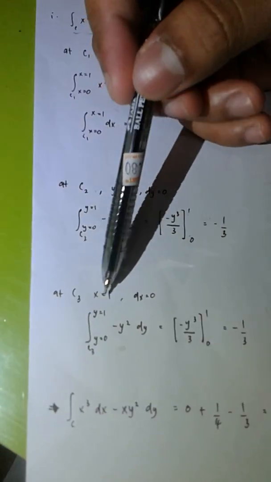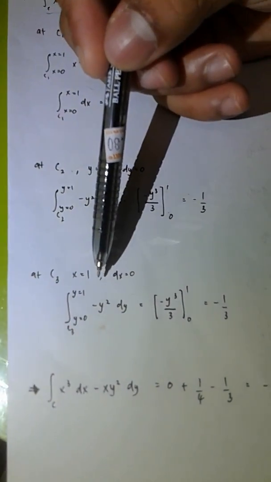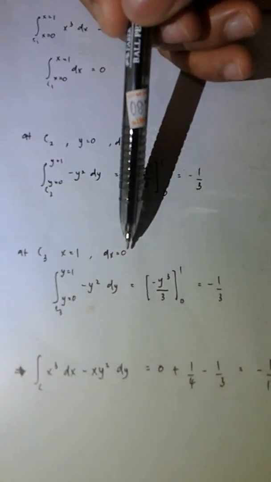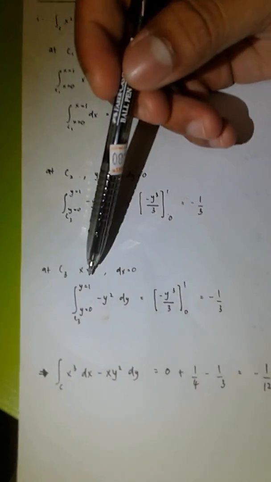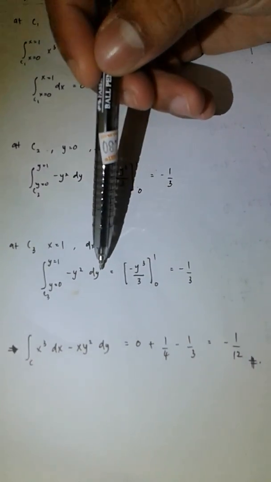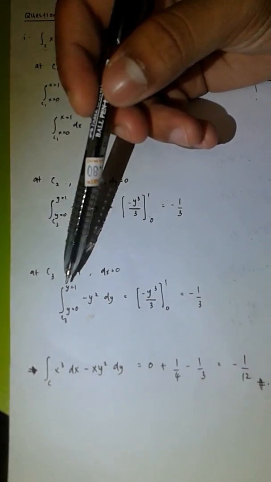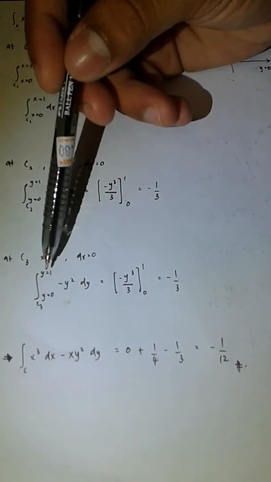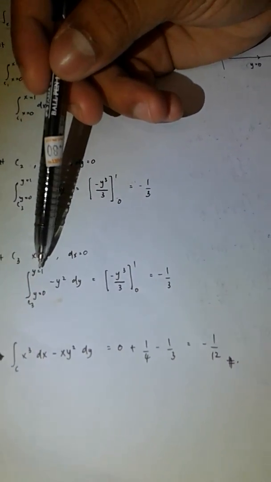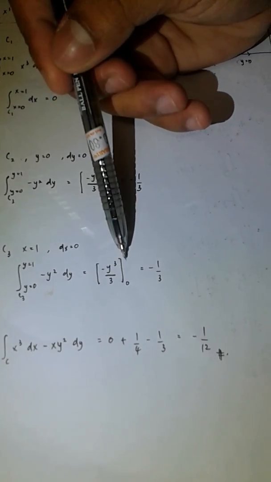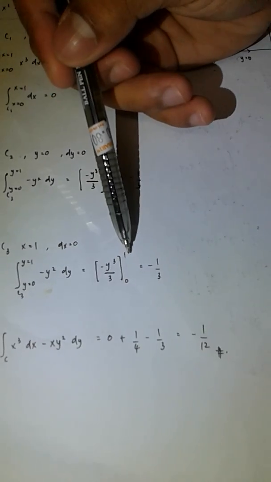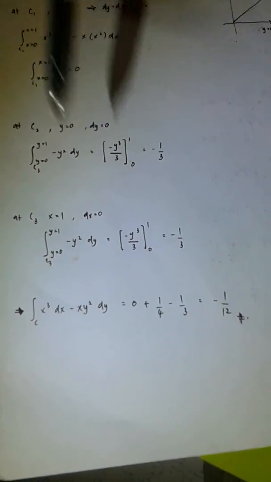Next, at C3, x is equal to 1, so dx is equal to 0. We plug in dx equal to 0 in the given equation, we will get negative y squared dy. Using integration, with y equal to 0 as the lower limit and y equal to 1 as the upper limit, we will get negative y cubed over 3. By inputting 0 and 1, we will get negative 1 over 3.